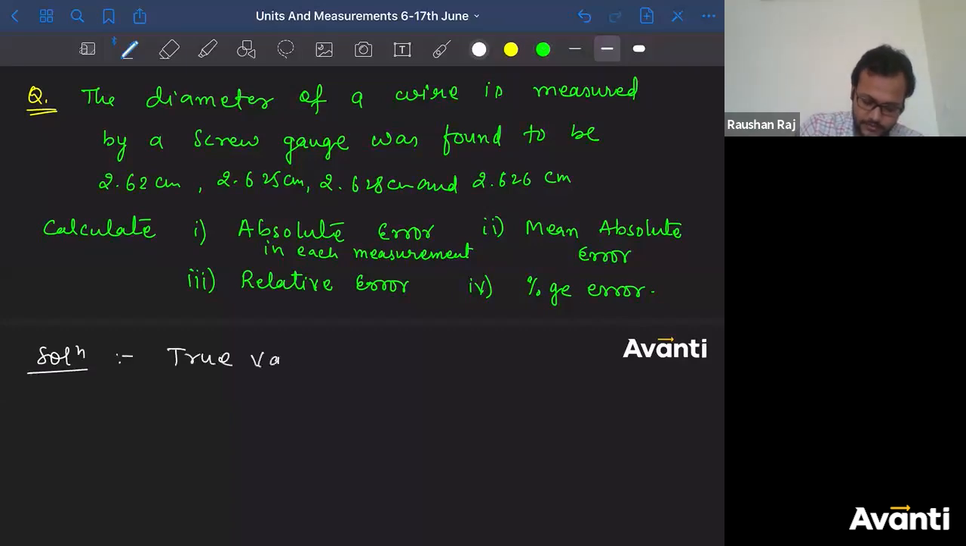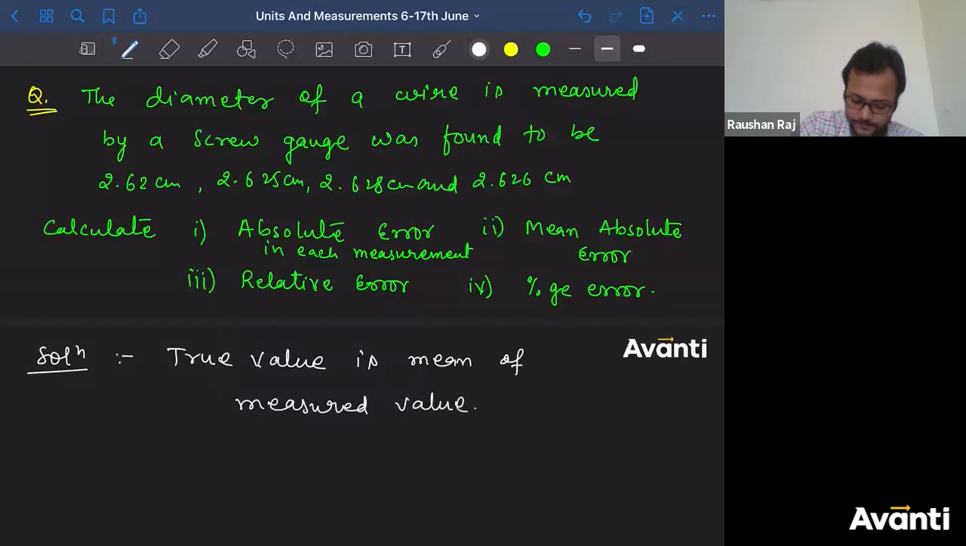So true value is the mean of the measured values. If the true value is not given to you specifically, then it will be equal to the mean of the measured values. Take the mean of the measured values, that will be the true value. Now find out what the absolute error is.